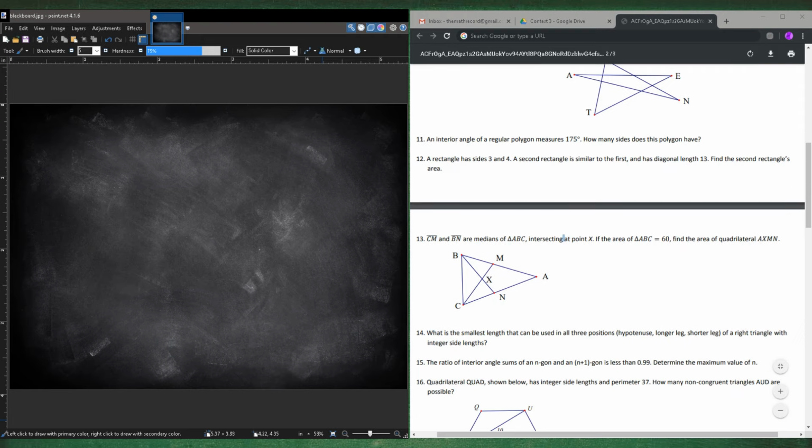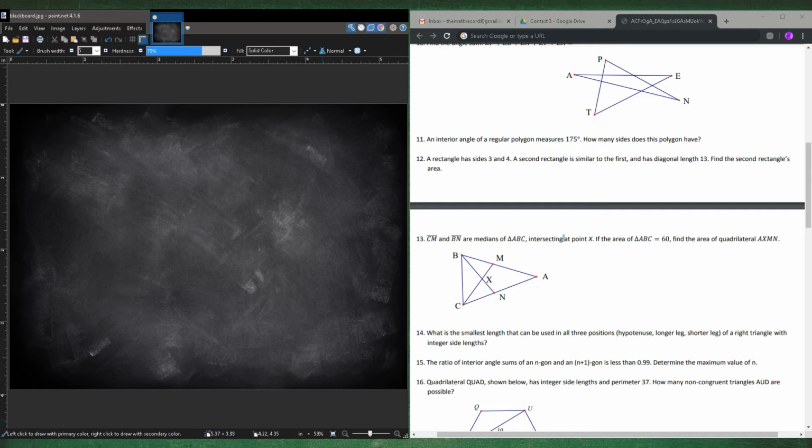Question 12. A rectangle has sides 3 and 4. A second rectangle is similar to the first and has diagonal 13. Find the second rectangle's area. So the first rectangle is 3 and 4. So technically, the ratio of the second one is 3 to 4 because it's similar to it.